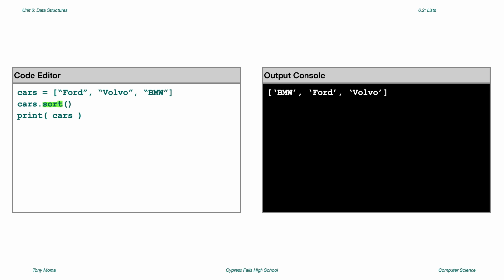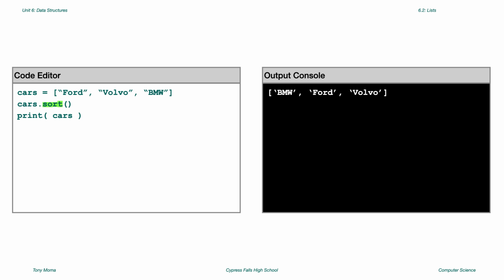For this class, assume that anytime we use the sort method, it'll be on a list that is homogeneous, meaning all the values in that list are of the same data type, aka they're all strings, or they're all integers, or they're all floats, or they're all booleans. Trying to sort a list that contains values that are of different types is an advanced topic that we will not discuss in this class.